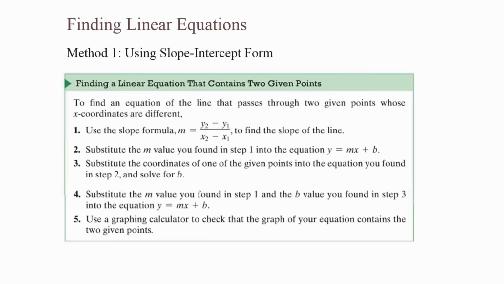Substitute the m value you found in Step 1 into the equation y equals mx plus b. Step 3. Substitute the coordinates of one of the given points into the equation you found in Step 2 and solve for b. Step 4. Substitute the m value you found in Step 1 and the b value you found in Step 3 into the equation y equals mx plus b. Step 5. Use a graphing calculator to check that the graph of your equation contains the two given points.